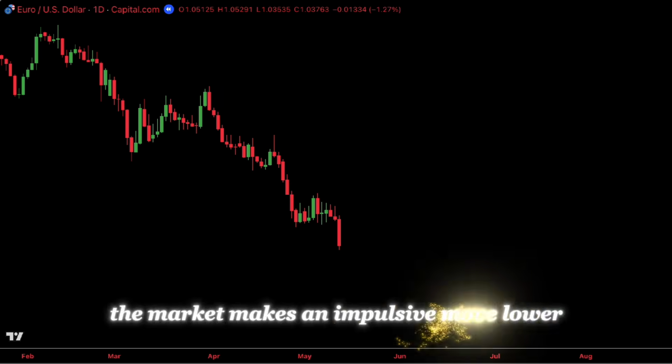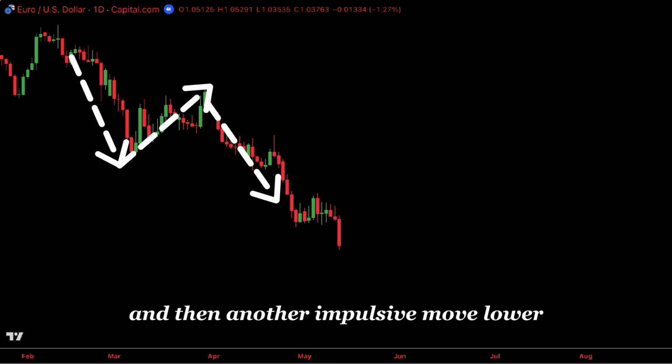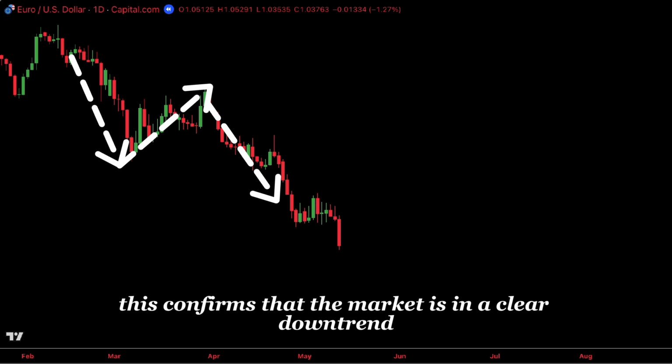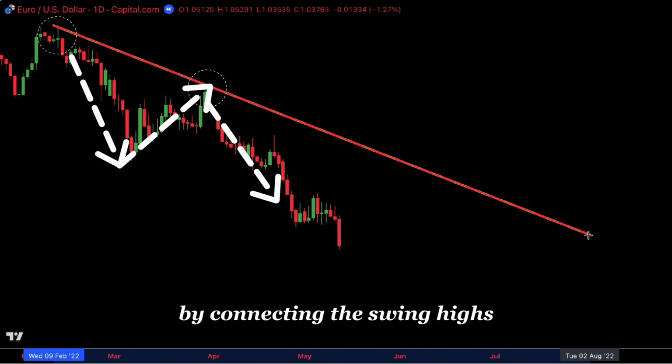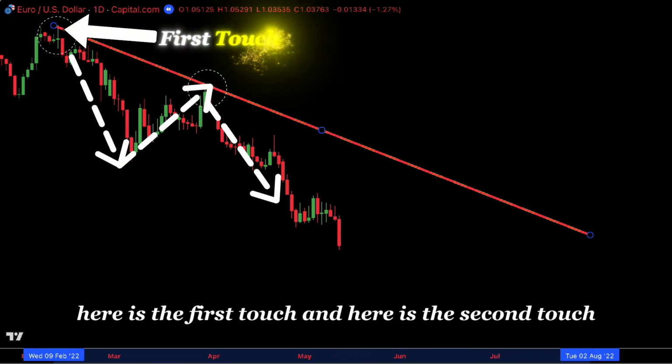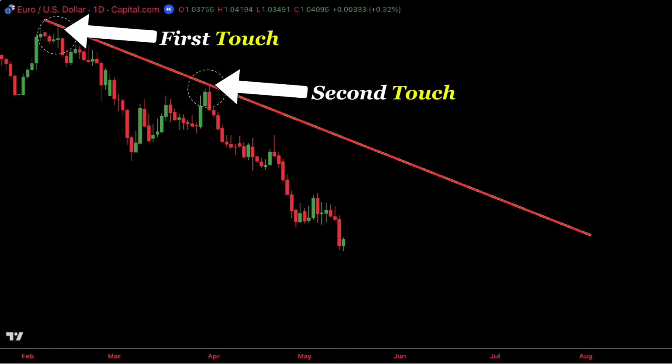As you can see, the market makes an impulsive move lower, followed by a pullback, and then another impulsive move lower. This confirms that the market is in a clear downtrend. Now let's draw our trend line by connecting the swing highs. Here is the first touch, and here is the second touch. Now let's see what happens next.